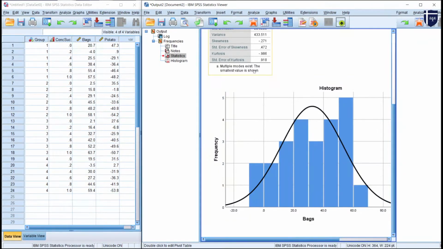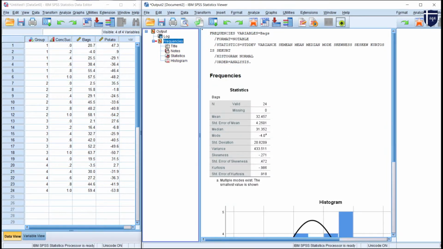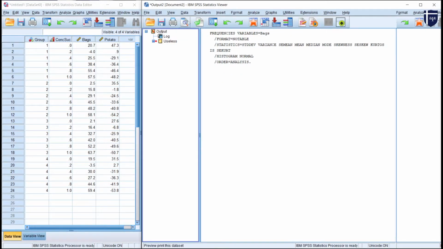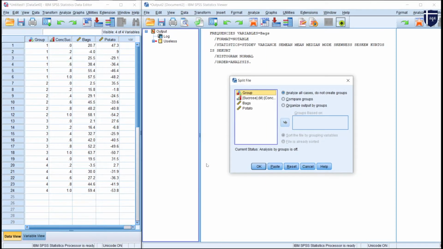So in order to do that, I'm just going to minimize that since it's useless. Keep it, but I'm going to actually rename it. Let's call it Useless. There we go. Okay. So instead, the first thing I want to do to do it correctly is split the file.